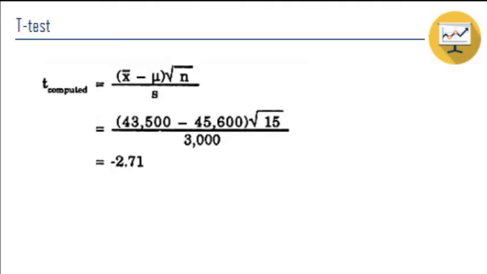Okay, so we apply the formula: 43,500 minus 45,600 times square root of 15 all over 3,000. Yung 43,500 is the sample mean, 45,600 is the population mean, square root of n, or 15, is the sample size, and 3,000 is the sample standard deviation. So, the t computed is negative 2.71.